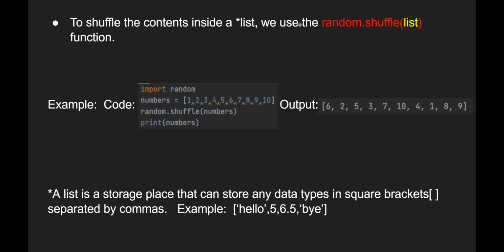So we can do random.shuffle to shuffle the elements inside a list. If we said numbers equals 1, 2, 3, 4, 5, 6, 7, 8, 9, 10, and then random.shuffle numbers, it'll print it in a random order. So over here it did.